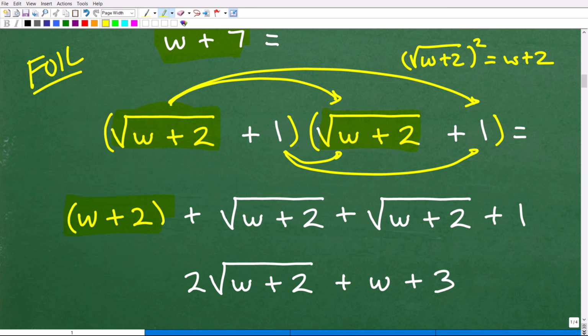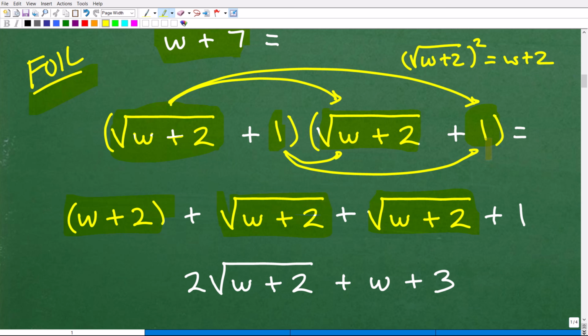Now our outer is this thing times 1. So that's the square root of w plus 2. Our inner, following that FOIL method, is just going to be 1 times the square root of w plus 2. So that's another square root of w plus 2. And then we're left with 1 times 1.